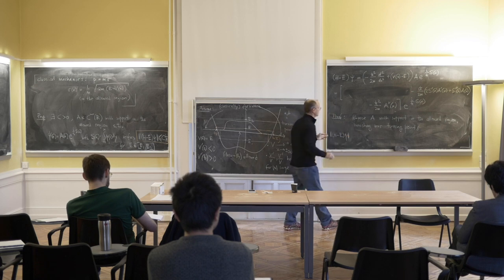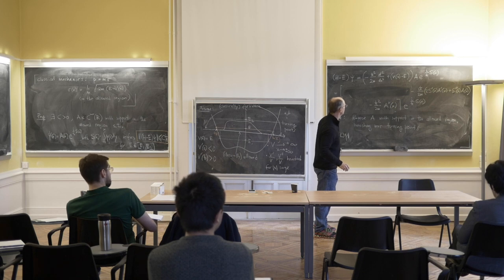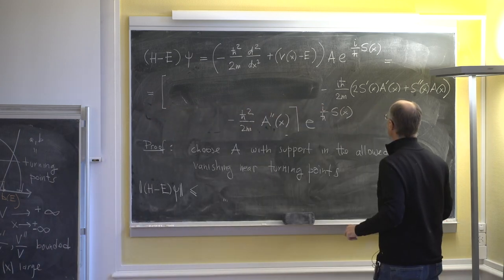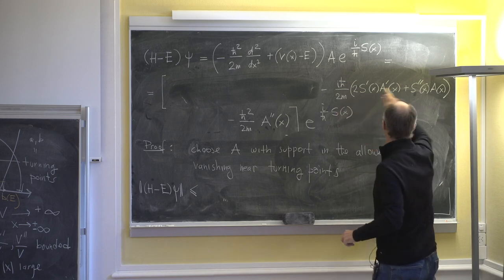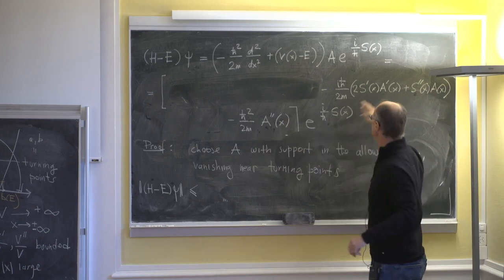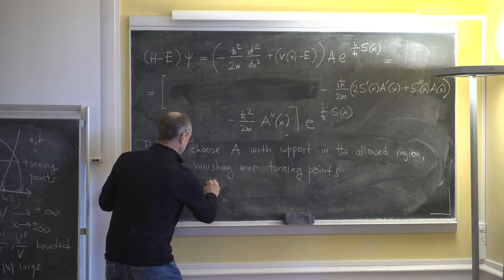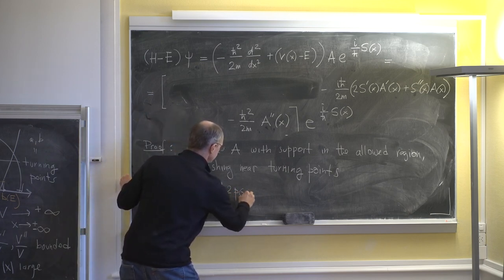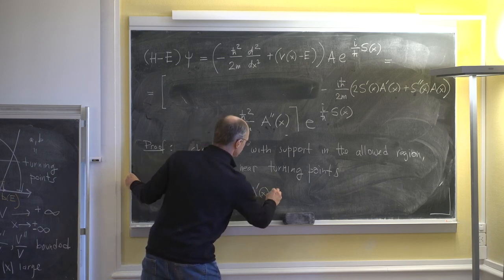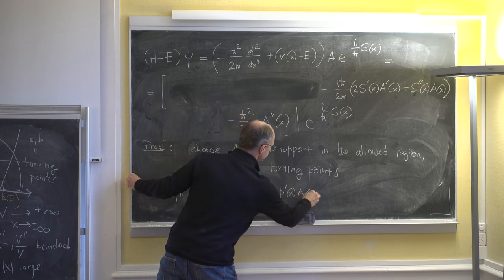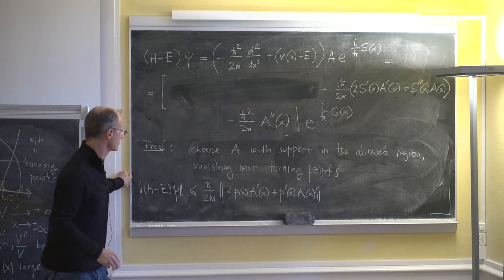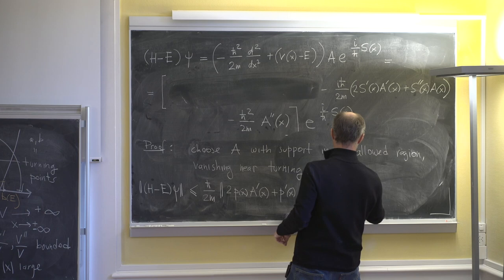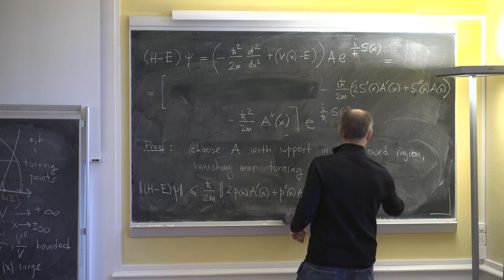for the estimate? Well, we're going to have a naive estimate for that L2 norm. This is bounded above by the L2 norm of this guy times this. The phase will always disappear, right? So it will be h bar over 2m times the L2 norm of 2 phi of x a prime of x plus p prime of x a of x, plus the L2 norm of that guy, h bar square over 2m, the L2 norm of a double prime of x.